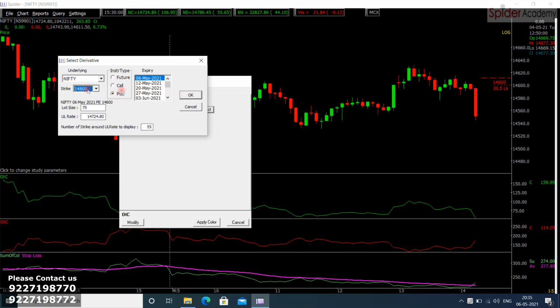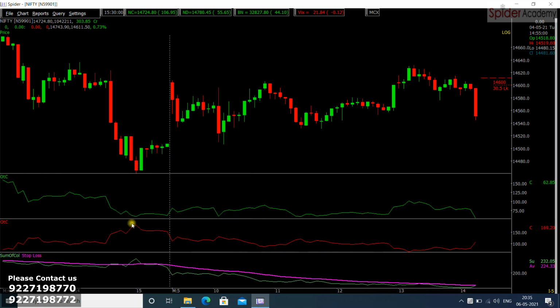Put 14,600, modify. So this green line indicates 14,600 call options, this red line indicates 14,600 put options. Below I add two studies. The green line indicates the sum of two data series, sum of call and put, and this pink line is our stop loss. Simple, as I said, after the first 5 minutes I take entry between 9:21 to 9:25.